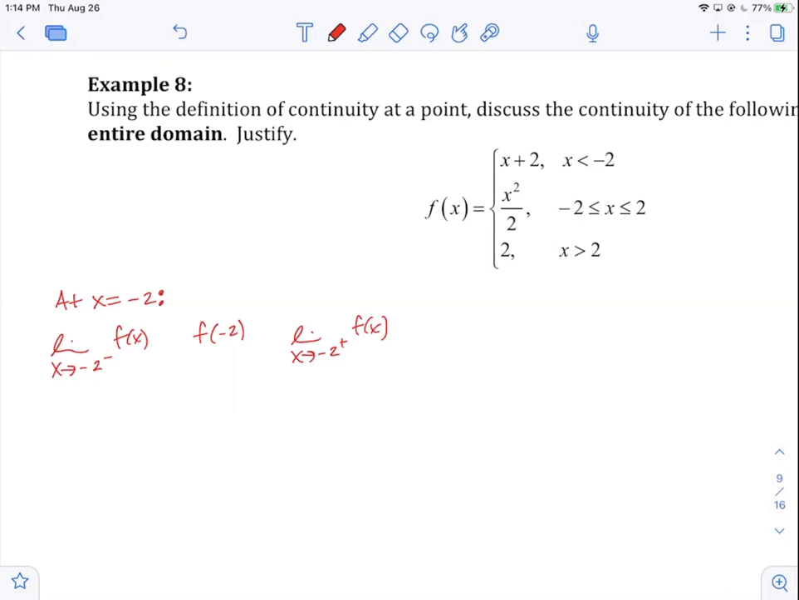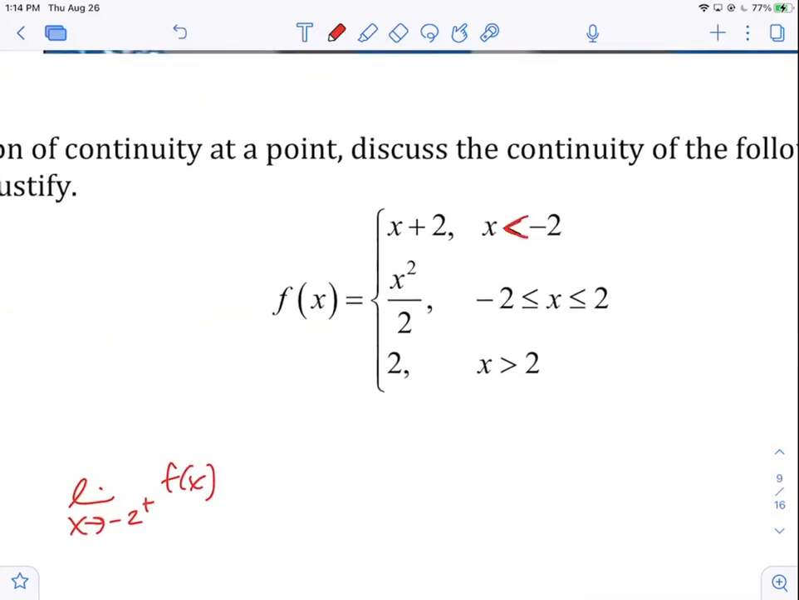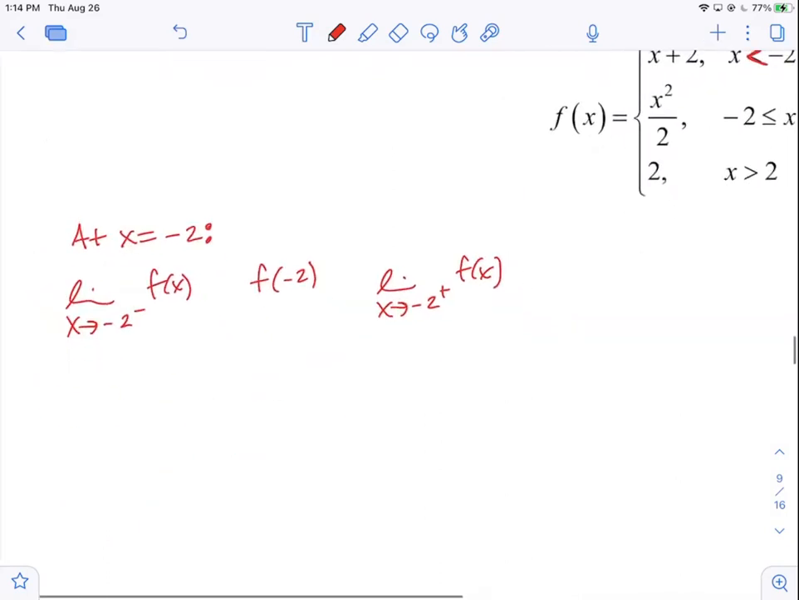But let me tell you what a lot of students feel comfortable doing. Because to the left of -2, less than -2, it is x plus 2. They want to write that down before they plug in, which is fine. But don't do it like this. Don't put x plus 2 and then plug in a -2 and get 0. What's wrong with that? You're missing something in front of the x plus 2.